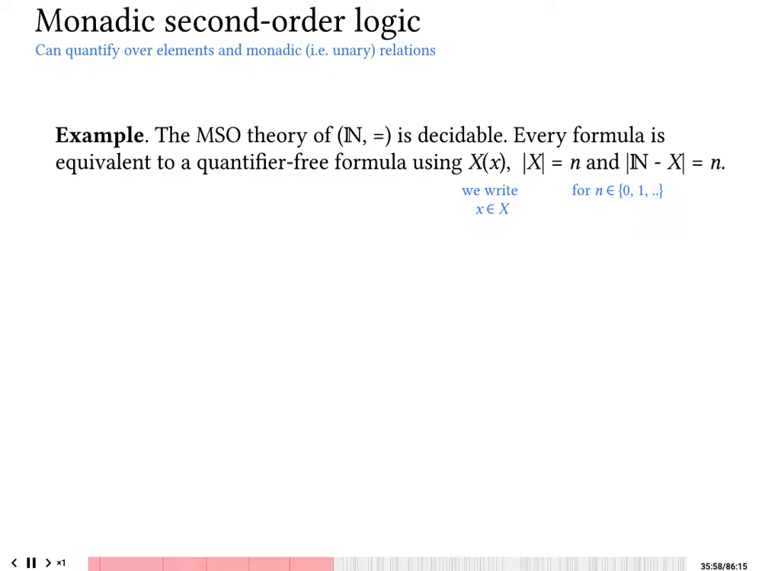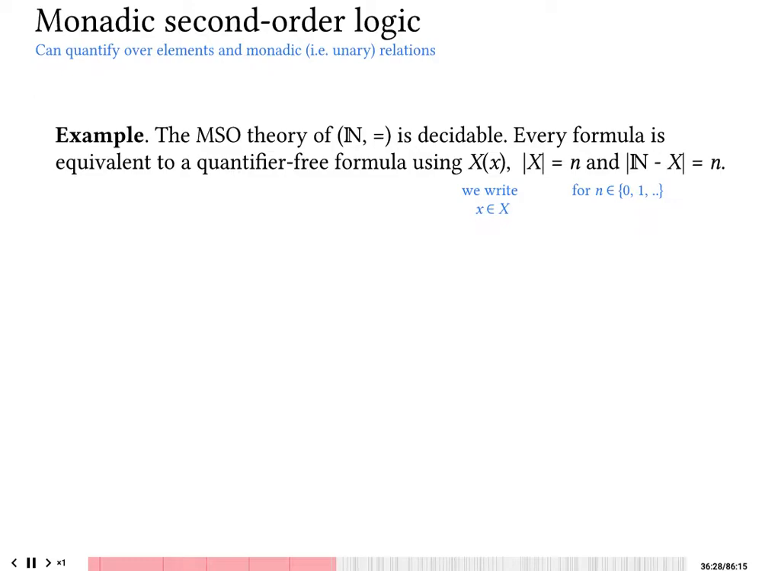And I claim that here the MSO theory is decidable, and this is because of quantifier elimination. So imagine you have a formula of monadic second-order logic, which uses this infinite universe and has equality only. The formula might have some free variables. Some of them might be first-order variables, so they describe elements, natural numbers, and some of them might be monadic second-order variables, and therefore they describe sets of natural numbers, possibly infinite sets.